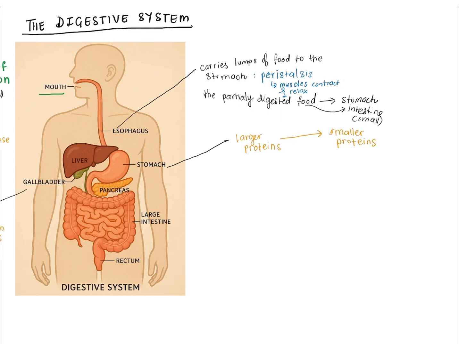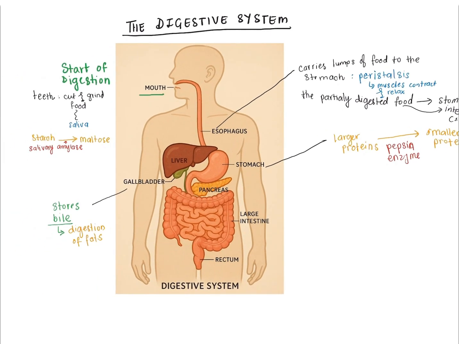So the stomach turns the bolus into a semi-liquid mixture called chyme. And again, remember, there is an enzyme involved in breaking down the larger proteins into smaller proteins. This enzyme is called pepsin. So remember, P for protein, P for pepsin. Okay.